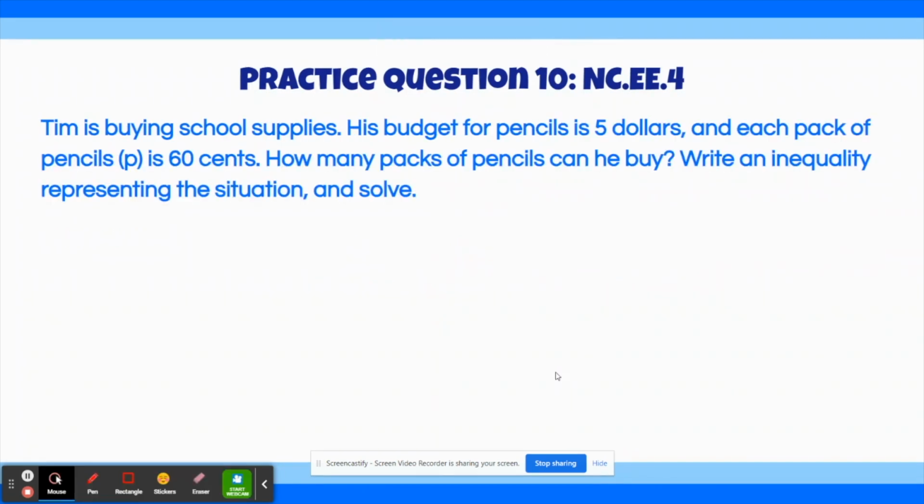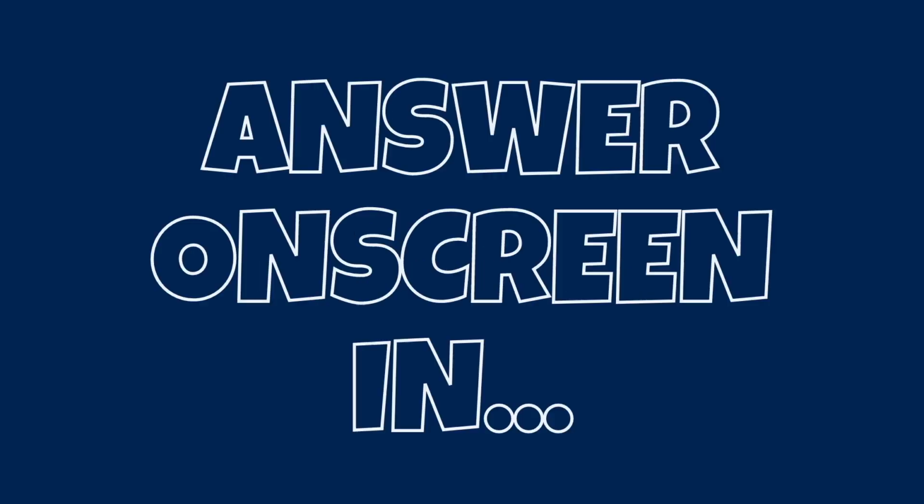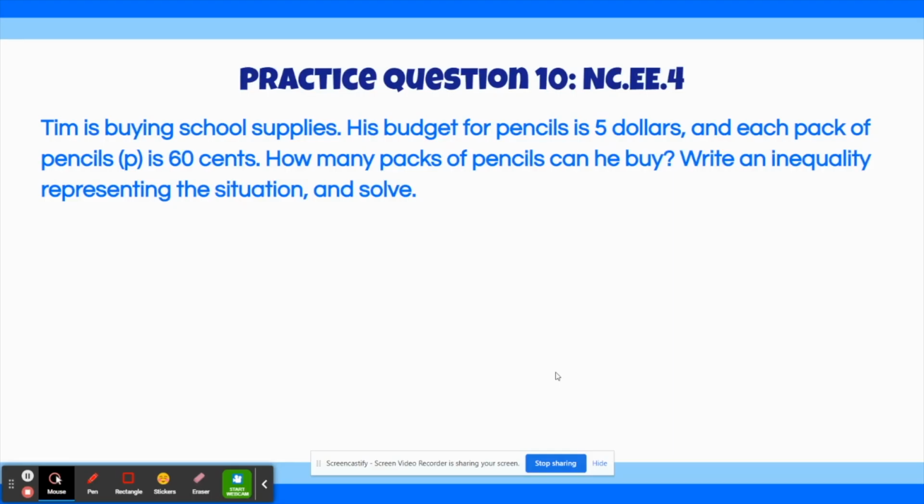Alright, our final question says, Tim is buying school supplies. His budget for pencils is $5, and each pack of pencils, P, is 60 cents. How many packs of pencils can he buy? Write an inequality representing the situation and solve. Keep in mind that you can use a calculator on this question. So now you can pause the video and solve this question by yourself, and when you're ready to see the answer, you can play the video. Alright, the correct answer to this question is 8 packs of pencils.